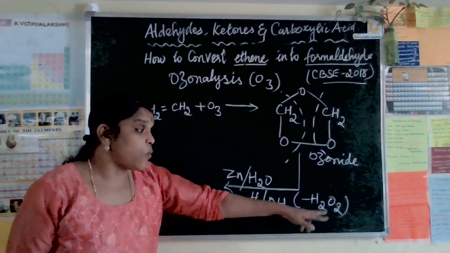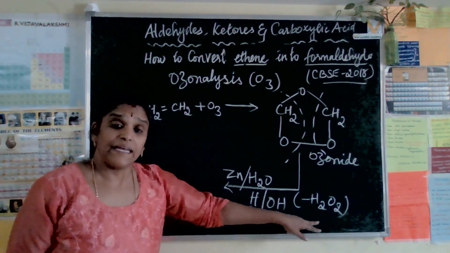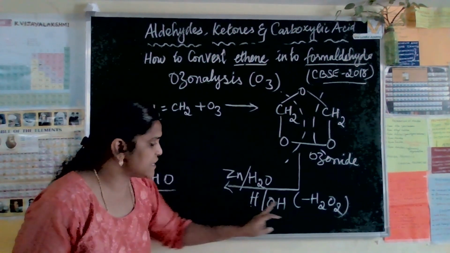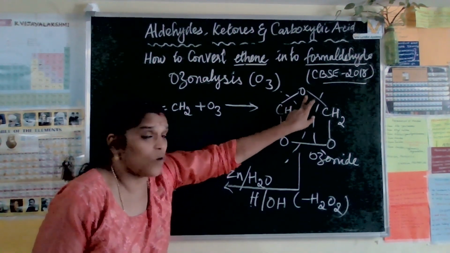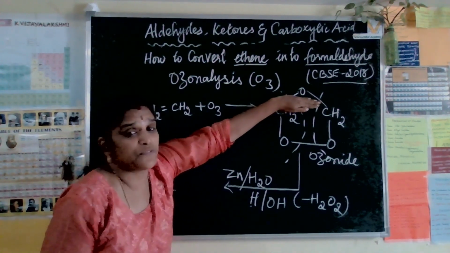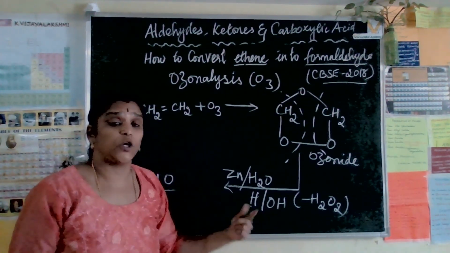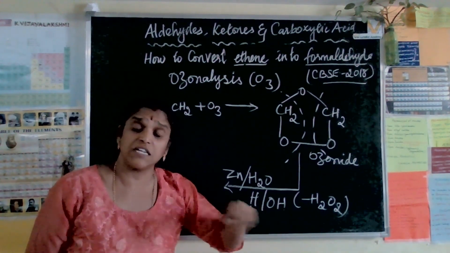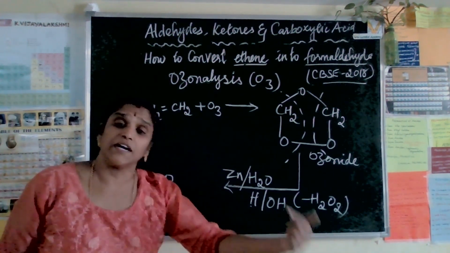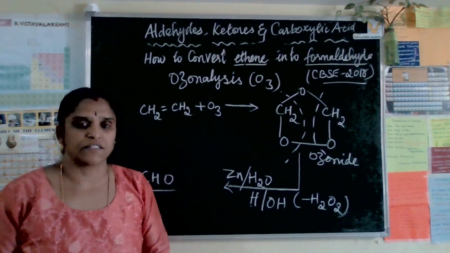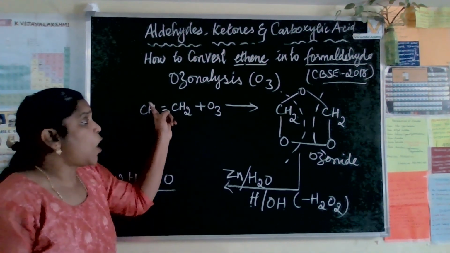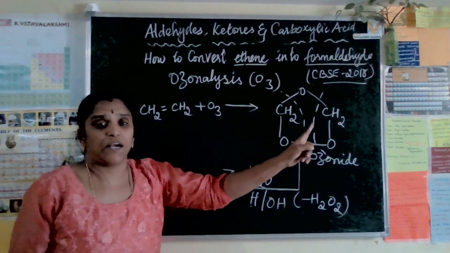Further it forms. What is the reason? Here hydrogen peroxide forms: here hydrogen H2, here one O, here one O. This O is free now, so that O combines with the hydrogens and you get hydrogen peroxide, a very good oxidizing agent. So the aldehyde is further oxidized to form carboxylic acid. To avoid that, we add zinc. Hope you're clear how to convert ethene into formaldehyde.